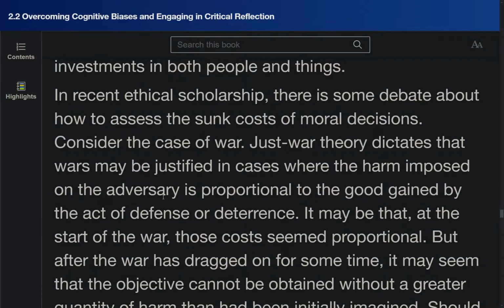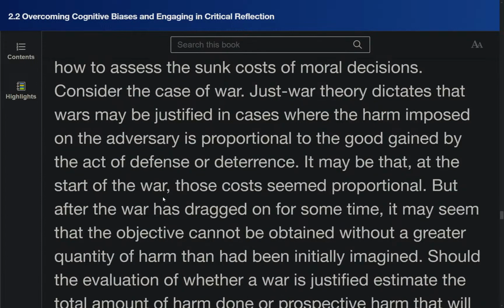In recent scholarship, there is some debate about how to assess the sunk costs of moral decisions. Consider the case of war. Just war theory dictates that wars may be justified in cases where the harm imposed on the adversary is proportional to the good gained by the act of defense or deterrence.